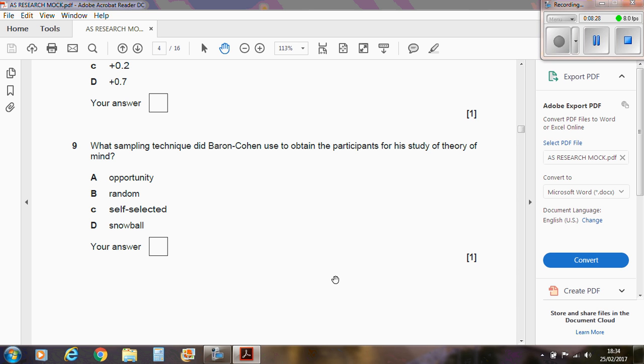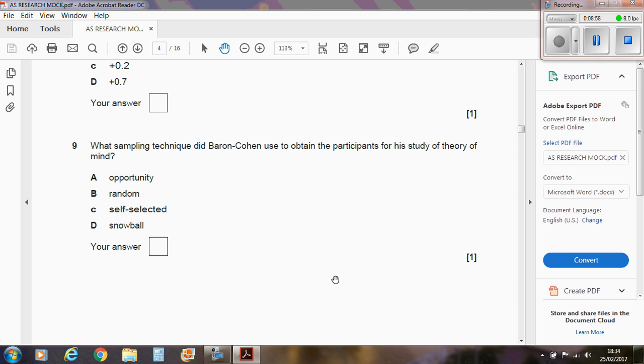Number 9, which sampling technique did Baron Cohen use to obtain the participants for his study of theory of mind? Now, whenever it's asking you about an experiment and you've got different kind of groups that were recruited. So for example, in this one you've got a normal group, a Tourette's group and an autism group. The main experimental group is the autism group and the other 2 are just controls. So we're interested, when we're talking about the sample, in the experimental group, so the autism group. So we want to know on this one, how were the autism group recruited?